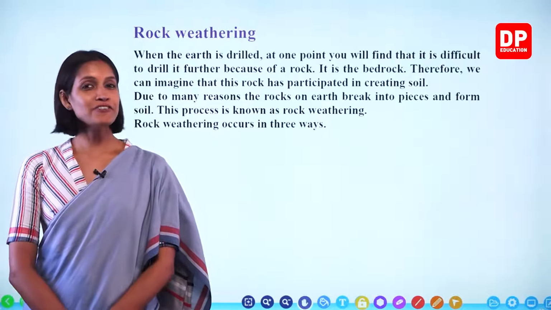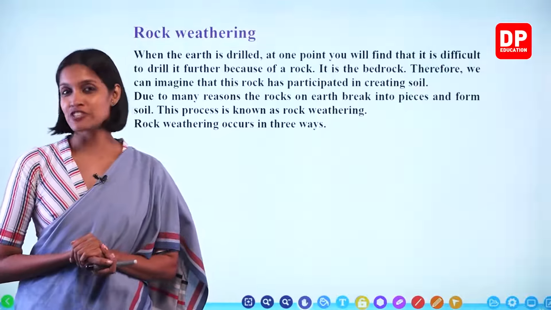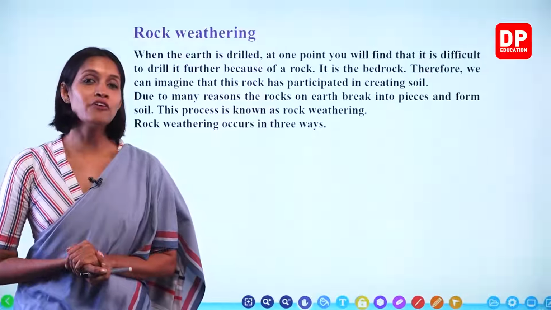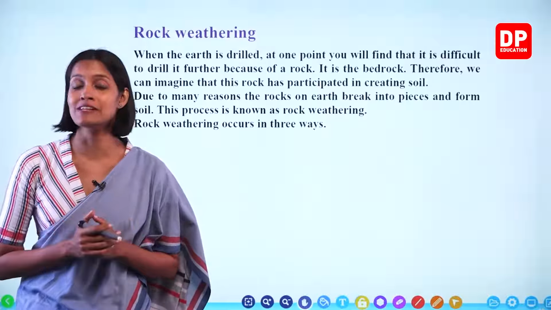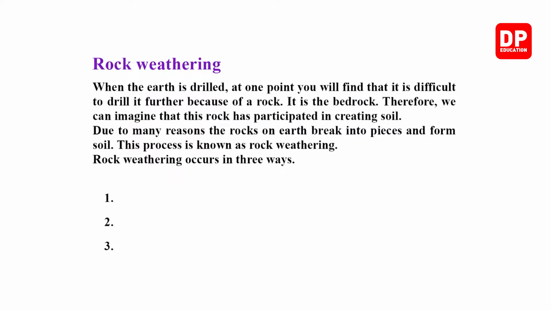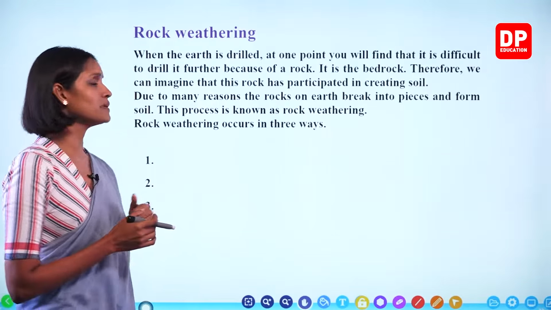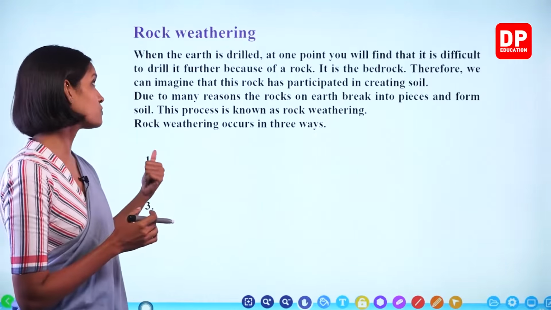Right, children. Now we are going to start the second chapter of the lesson. Do you remember what we learned in the first chapter, children? We learned about different types of rocks and minerals, and now we know that rocks and minerals are two different things. Okay? Right. In this chapter, we are going to learn about rock weathering. So, we are going to learn there are different ways that rock weathering takes place.